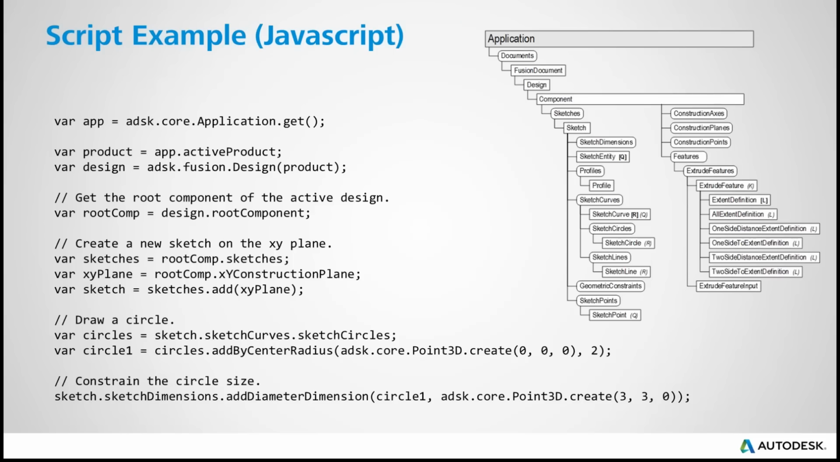Okay, so here's an example of a script. Like I say, it's very similar to what we did before, actually a simpler version of that extrude. This doesn't create an extrude, it just draws a circle and then adds a dimension to it to control the diameter of the circle. And so here's the JavaScript, and then I'm going to switch to the exact same program for Python.